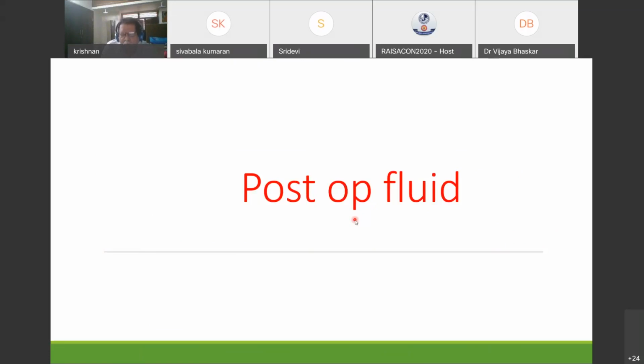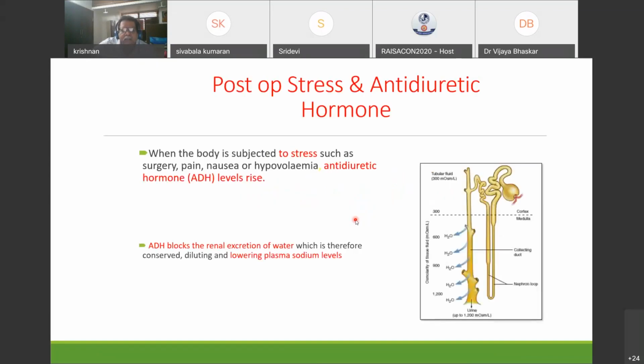And many of us don't write the post-operative fluid management or fluid orders. So post-operative fluid orders are very important because if you don't give a proper fluid at a proper dose, that will increase the morbidity or sometimes it can even produce mortality. So post-operative also is very important.